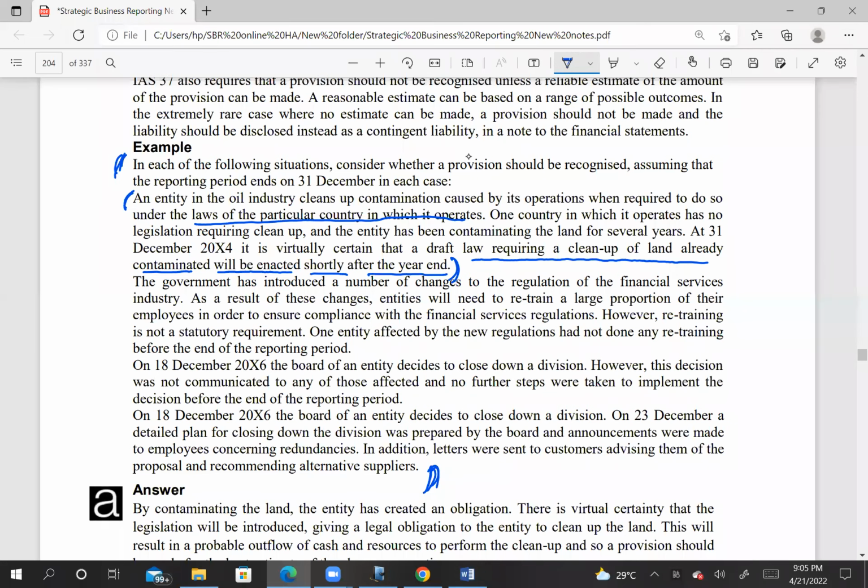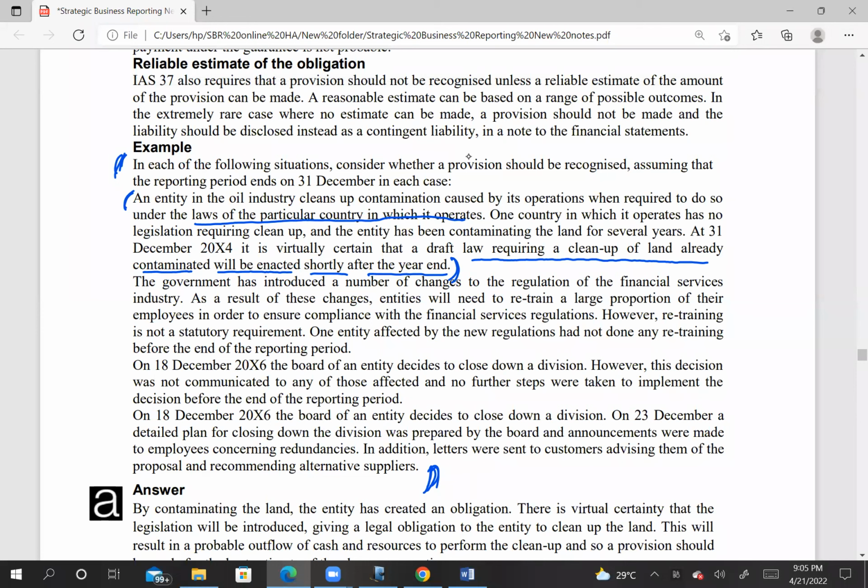What do you think? What do you think, whether in this case a provision should be recognized or not? Provision for restoration of the land. What's your opinion? Yes, students, I need your input.